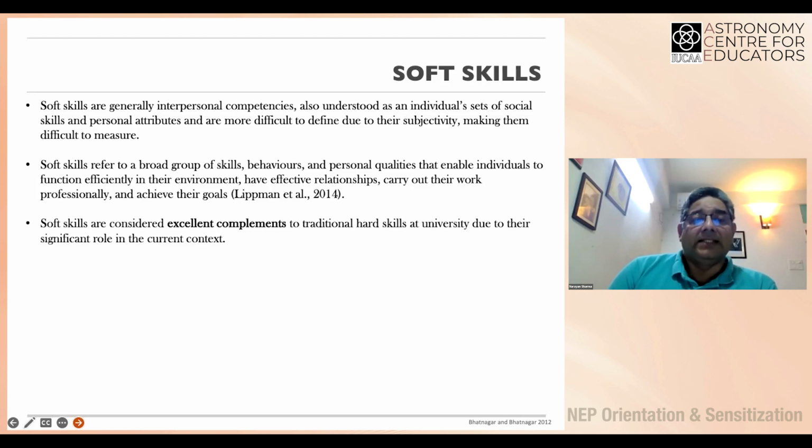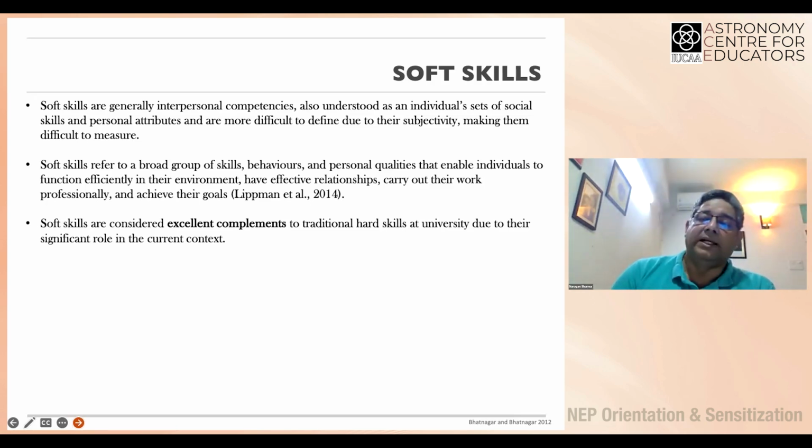Soft skills are an excellent complement. So I would say that if a student or someone possesses the hard skills and they also have the soft skills, they can be complementary to each other. Therefore we say that they are an excellent complement to the traditional hard skills at university due to their significant role in the current context.